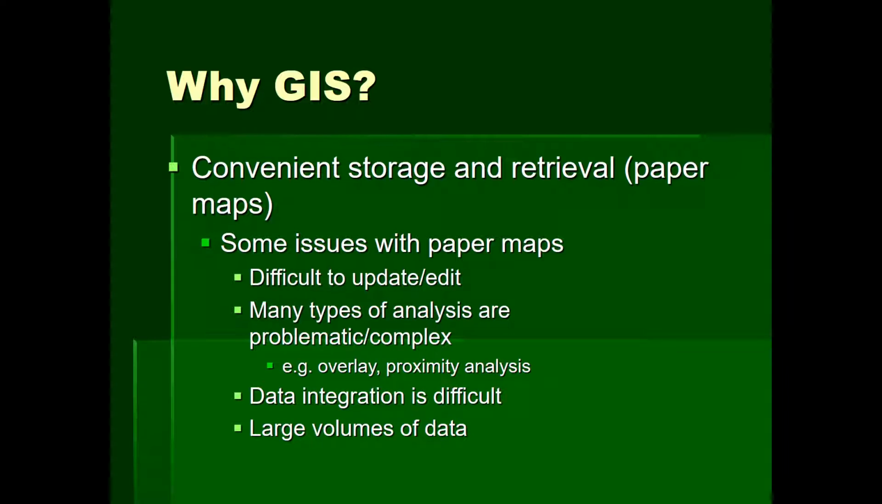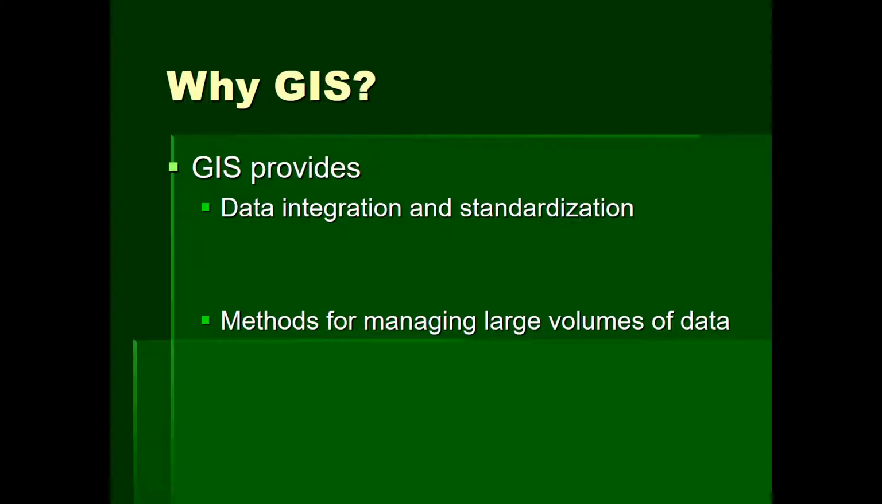Okay. Another reason for GIS is that it offers very convenient storage. If you have a bunch of paper maps, you can't change those as frequently. With a GIS system, you can change a particular object or particular entity very quickly. It's very easy to update and edit if you have those skills. You can also have large volumes of data.